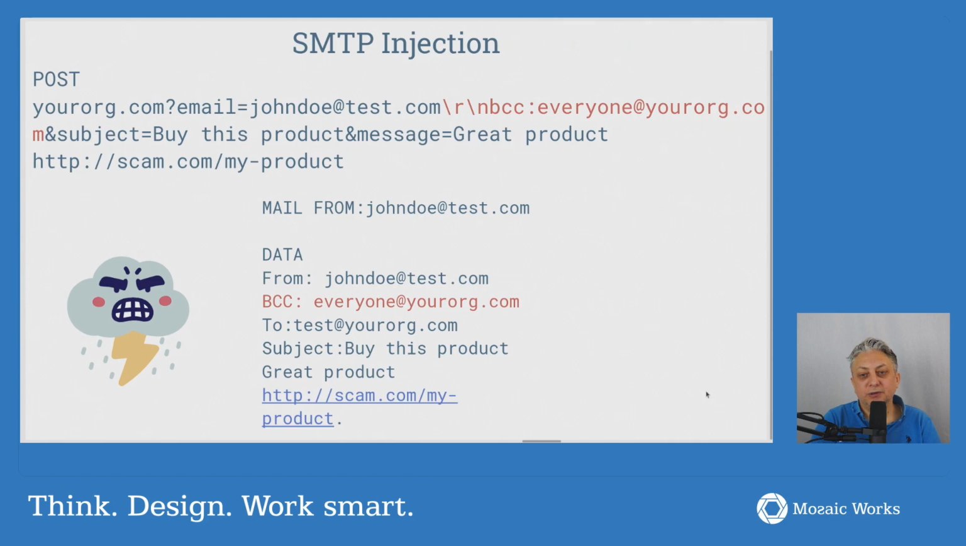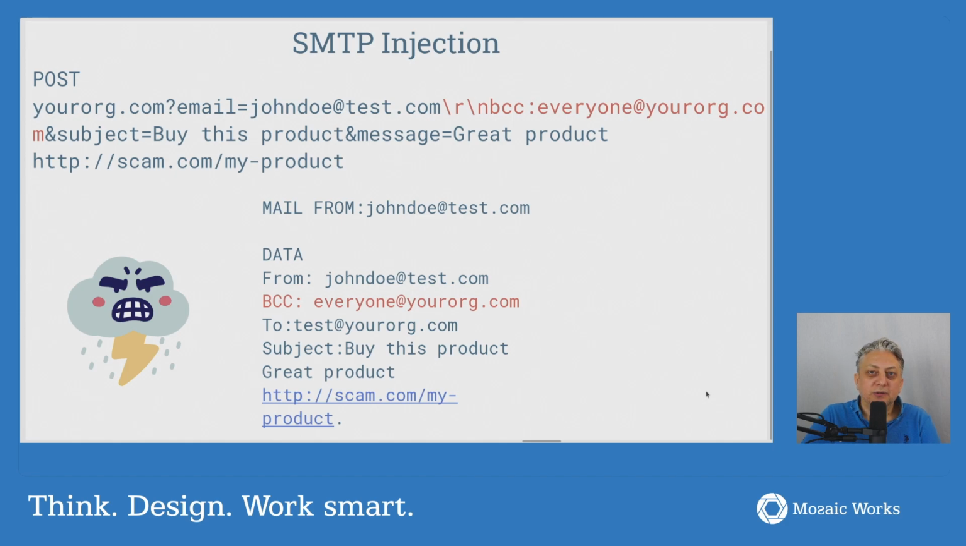Now, what if your user introduces in the form a new line, /r/n bcc everyone@yourorg.com. What happens is that this new line in your SMTP package will end up as a BCC address. And now you are sending email to everybody in your organization, assuming that everyone@yourorg.com is a valid group email.